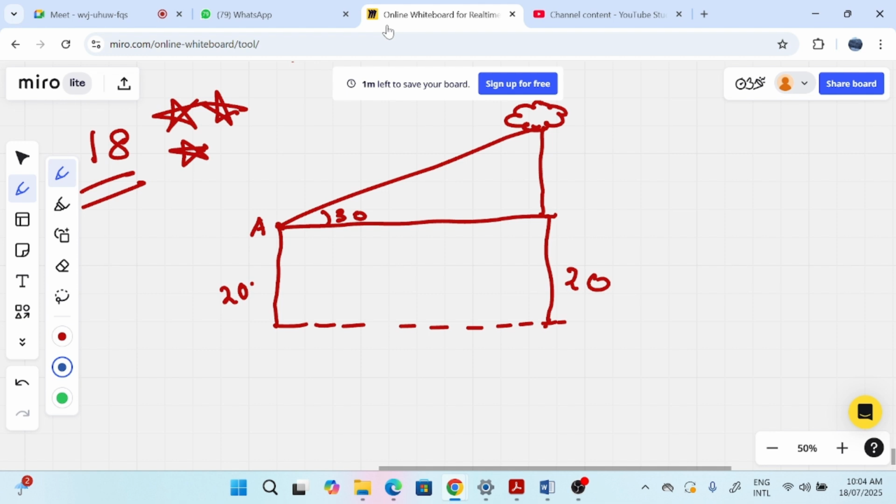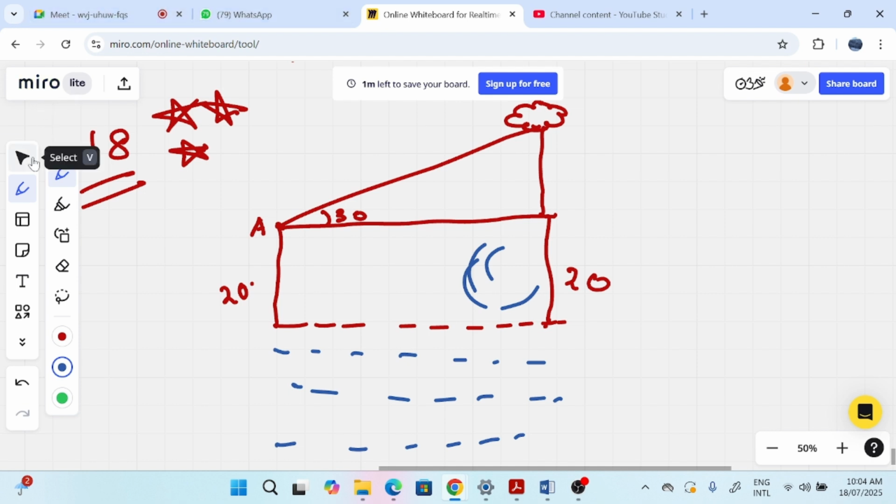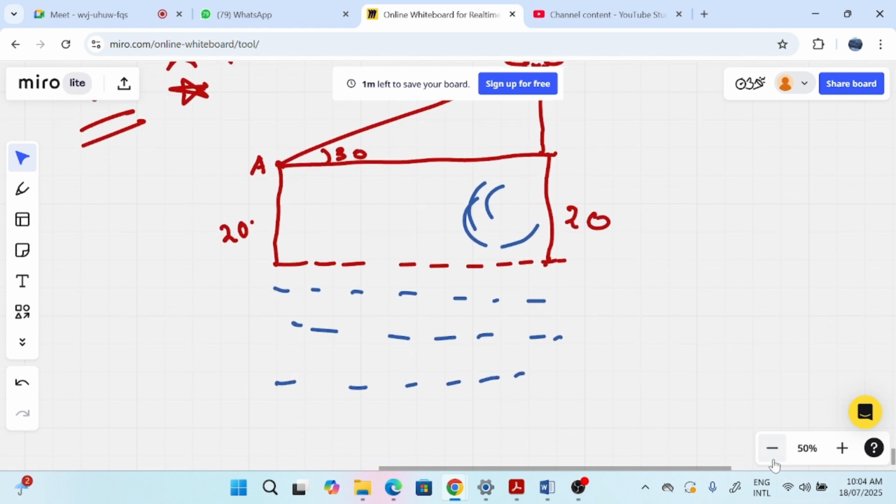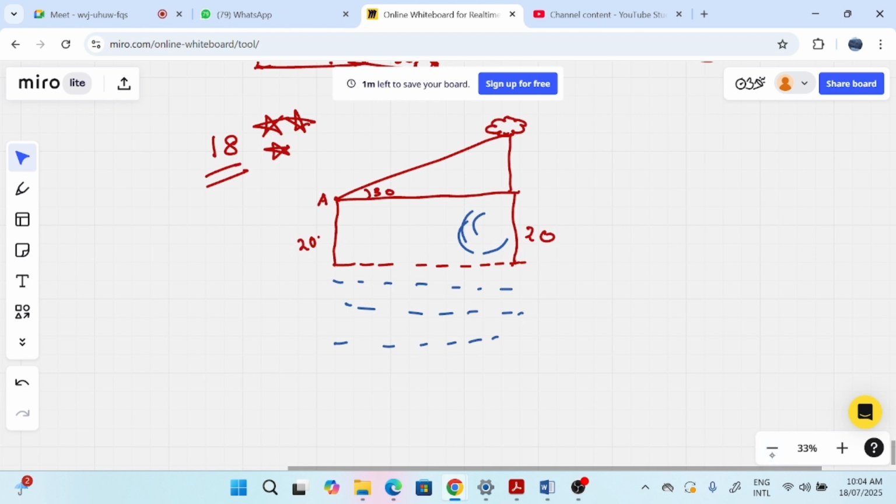Where will the reflection of the cloud fall? See, this is the sea level and this is above the sea level. Reflection cannot fall anywhere here. Reflection will fall in the lake water. And always remember, when anything's reflection is falling in the water, this particular height will be equal to the height in the water.